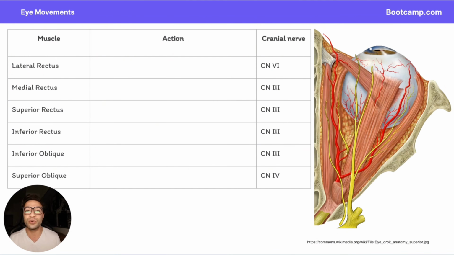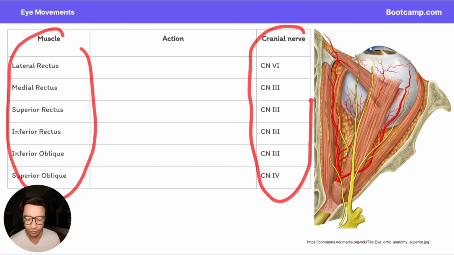So now let's just do a quick overview of all the muscles of the eye that we've just discussed. So we have the lateral rectus, which is controlled by cranial nerve 6. And if you remember what its function is going to be, lateral, it's going to pull the eye laterally. So it's going to abduct the eye to look outwards. And then we have the medial rectus, which does the opposite. And this, of course, is controlled by cranial nerve 3.